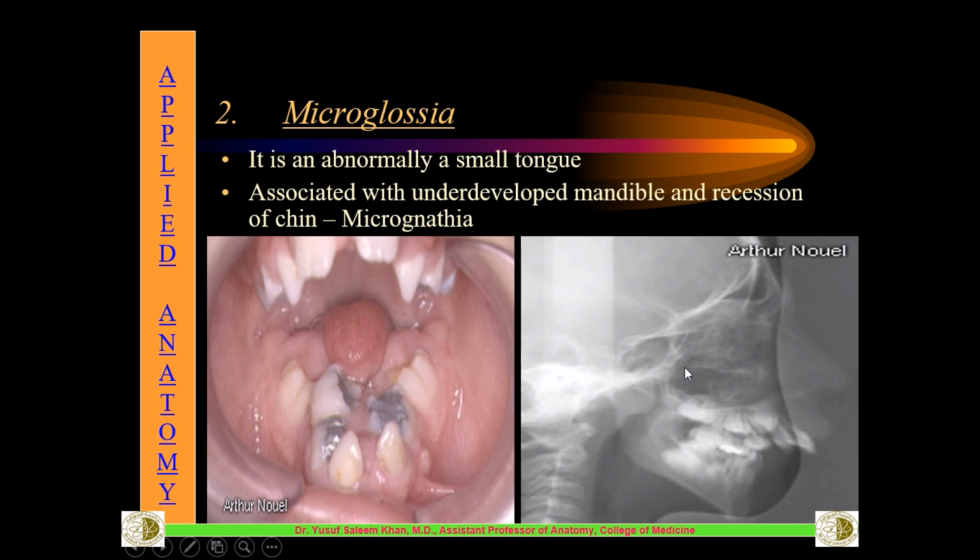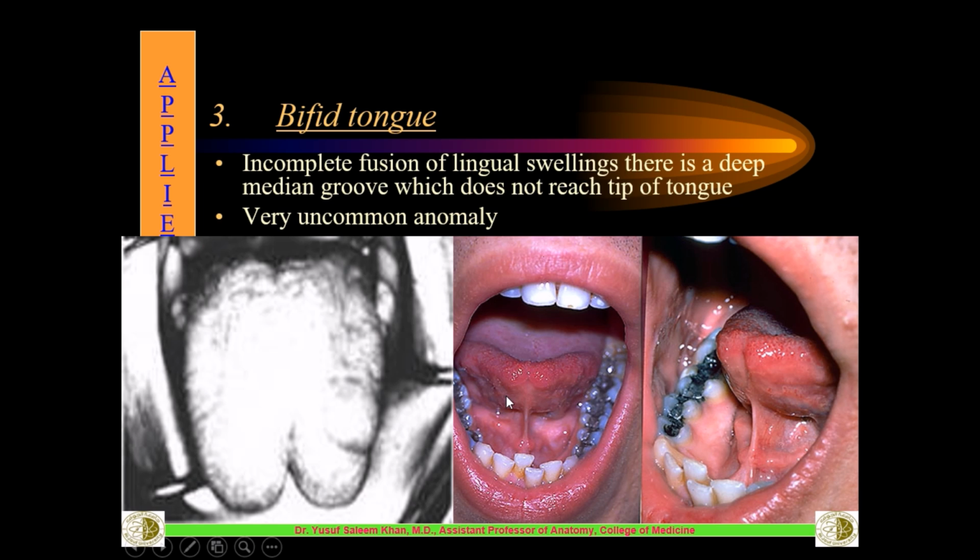Then sometimes there can be microglossia, just the opposite: a very small tongue. It is an abnormally small tongue, and whenever there is microglossia, it will be associated with an underdeveloped mandible. If you can see here, there is no development of the mandible as well as recession of the chin. Together this is called micrognathia. So here this is the small tongue, called microglossia.